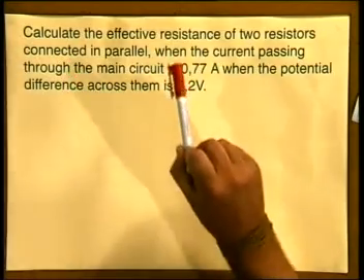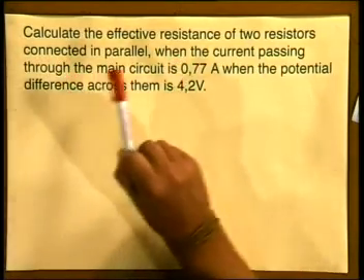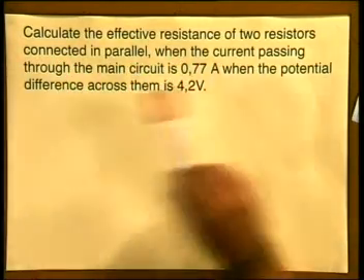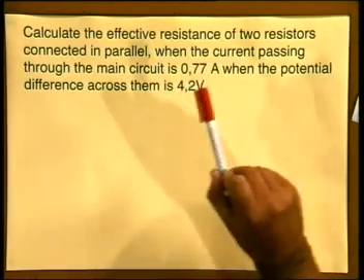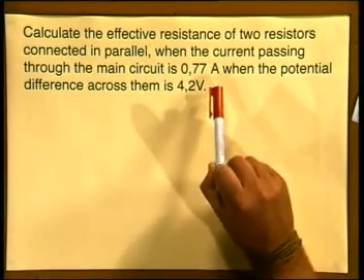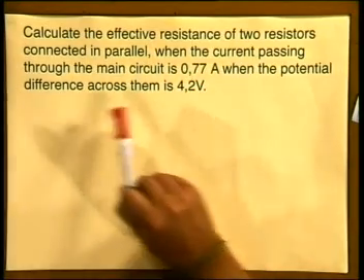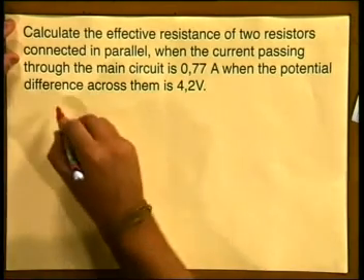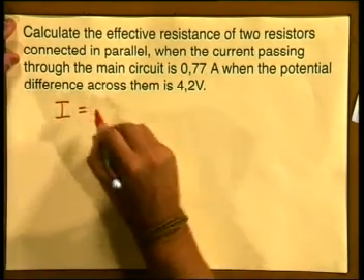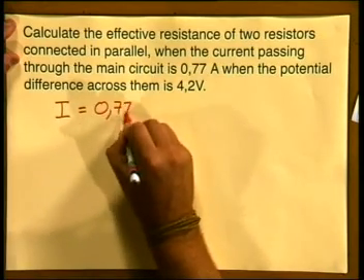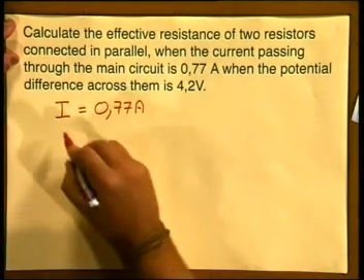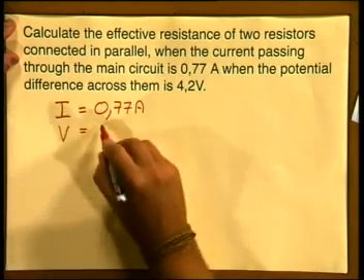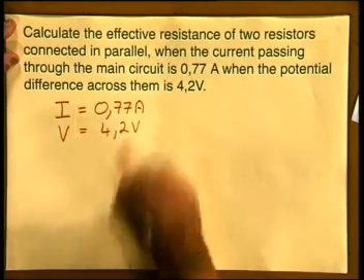Calculate the effective resistance of two resistors connected in parallel when the current passing through the main circuit is 0,77 amperes when the potential difference across them is 4,2 volts. Well, first of all, let's write down our information. Our current I is equal to 0,77 amperes. The potential difference V is equal to 4,2 volts.